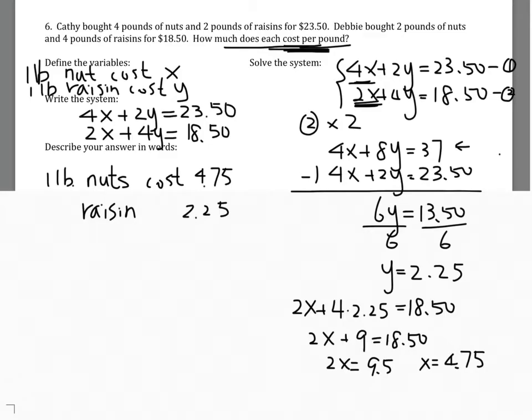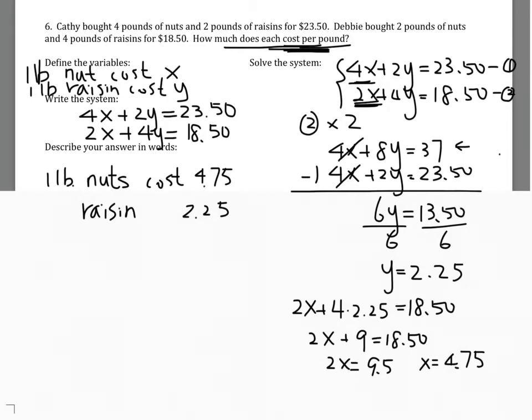Then I put the first equation down below. 4x plus 2y equals 23.50. So 4x and 4x are the same, so I have to subtract. 4x minus 4x, it's gone. 0x. 8y minus 2y, so that's 6y. 37 minus 23.50, I have 13.50 on the right hand side of the equal sign. Divide both sides by 6. So 6y divided by 6, that's 1y. 13.50 divided by 6, I have 2.25.